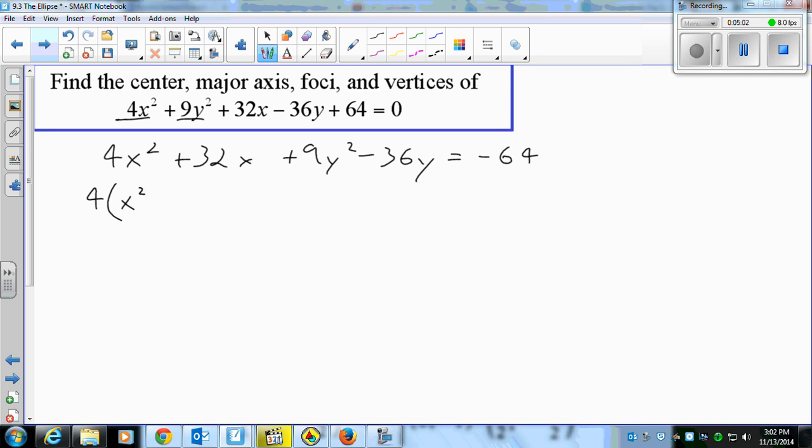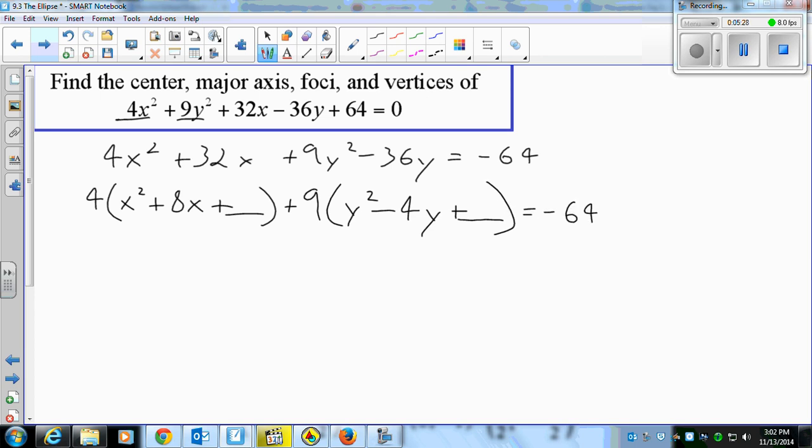So I'm going to have x² plus 8x plus some mystery number is equal to, but I'm completing the square for my y. So I get 9, factor that out, and I'm going to have y². 9 times what's -36, I get -4y plus some mystery term, close that up, equals -64. And remember, on this side, I'm not just going to be adding those values, but I've got to remember I'm adding 4 times that value because of this factored out 4.